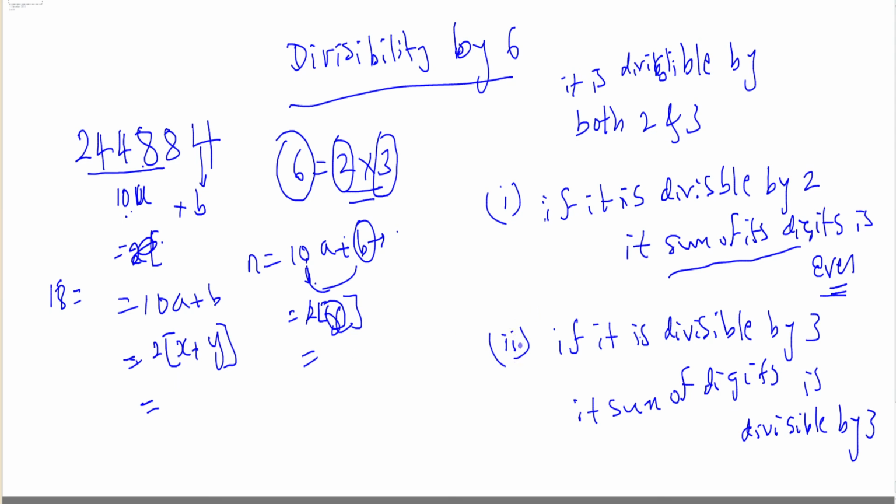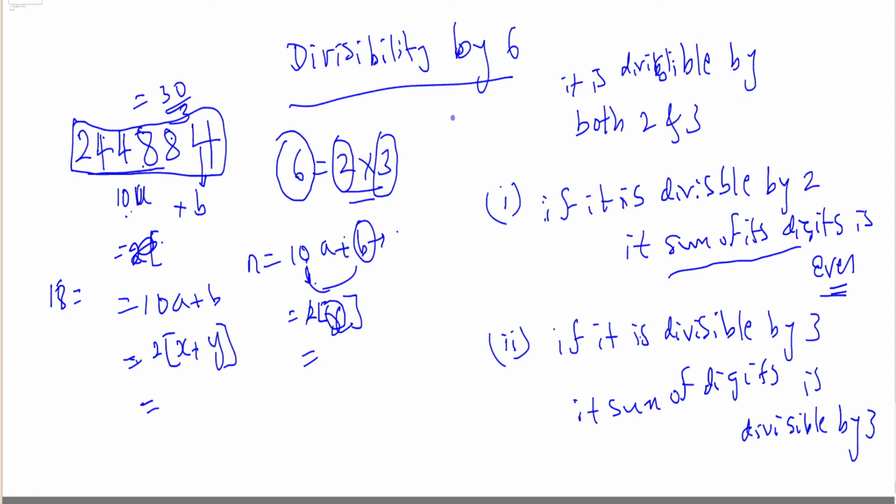And it is also divisible by 3. You can add the sum of digits. 4 plus 8 is 12, 12 plus 8 is 20, 20 plus 4 is 24, plus 4 is 28, plus 2 becomes 30, isn't it? The sum of digits is divisible by 3. Yes, of course. Hence we can say it is divisible by 6.